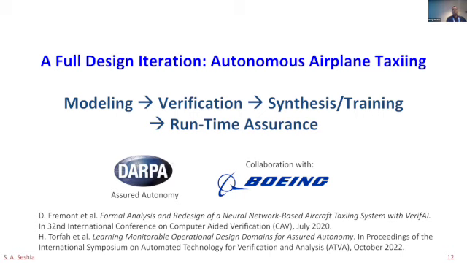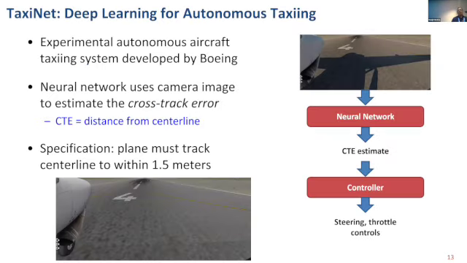Okay, so this particular example was one that was posed by Boeing in the context of a DARPA program called the Assured Autonomy program. And in this particular case, Boeing posed a challenge problem to all the participants, which was a problem of autonomous taxiing. So they created a neural network they call TaxiNet, and then they created an aircraft steering system around it. So an experimental autonomous aircraft taxiing system, where you see here on the right a little image of the nose of the plane.